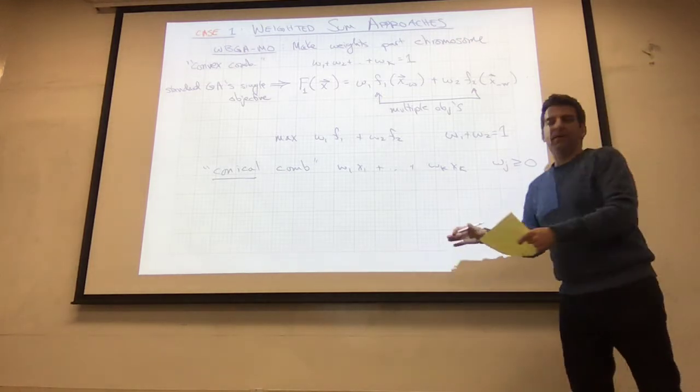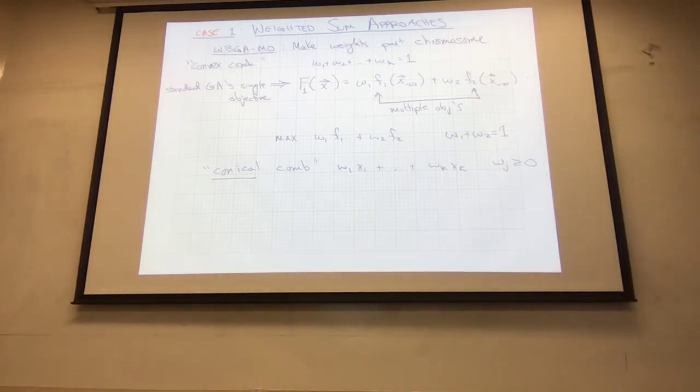A conical combination with the additional constraint that all the Wj's add up to 1 is a so-called convex combination. So if I use that term convex combination, that's all I mean. The weights are positive and they sum to 1. All right, so that's the basic one.